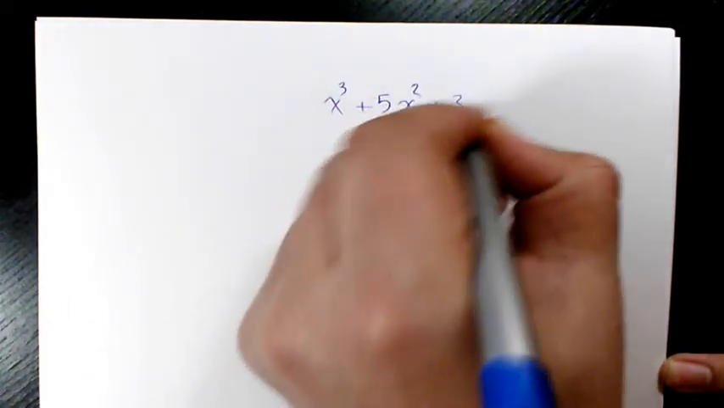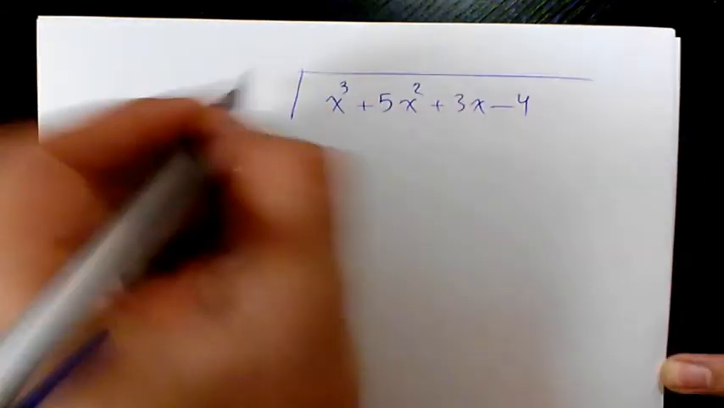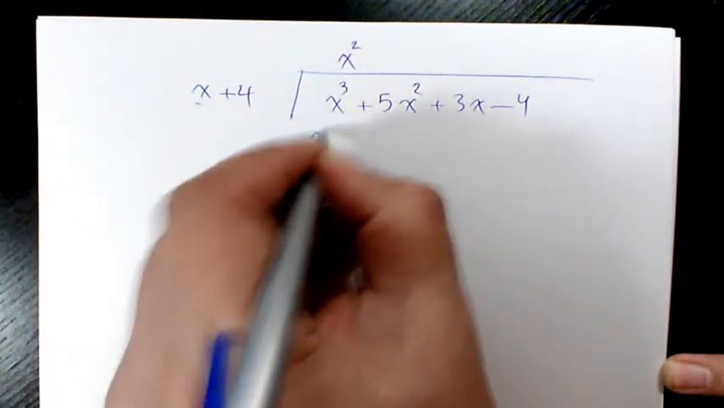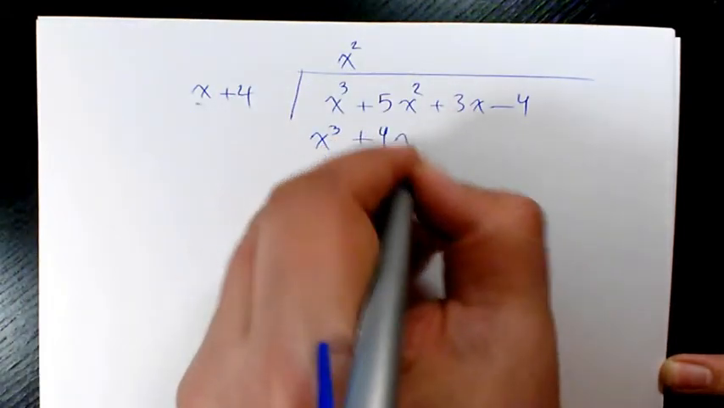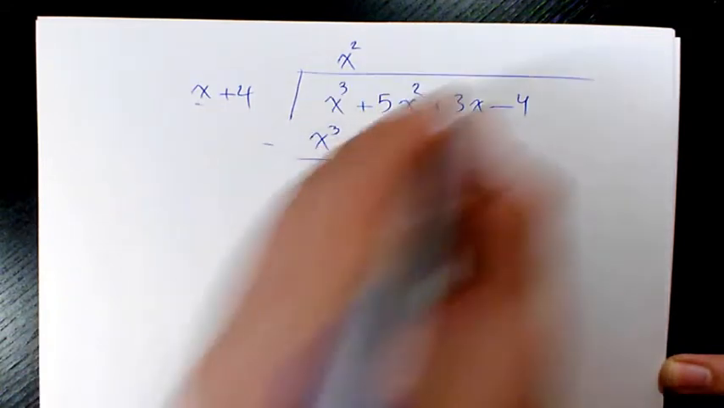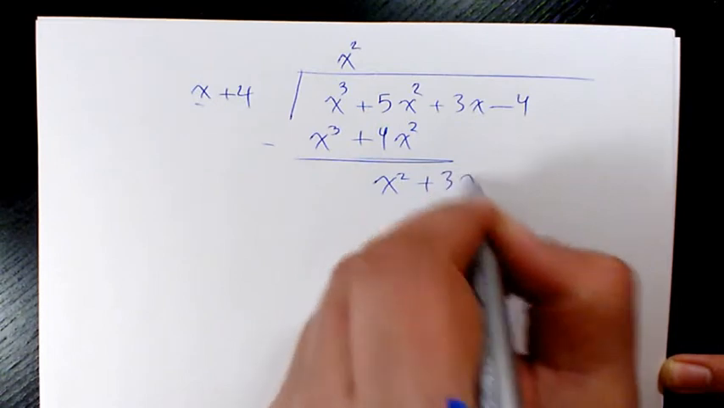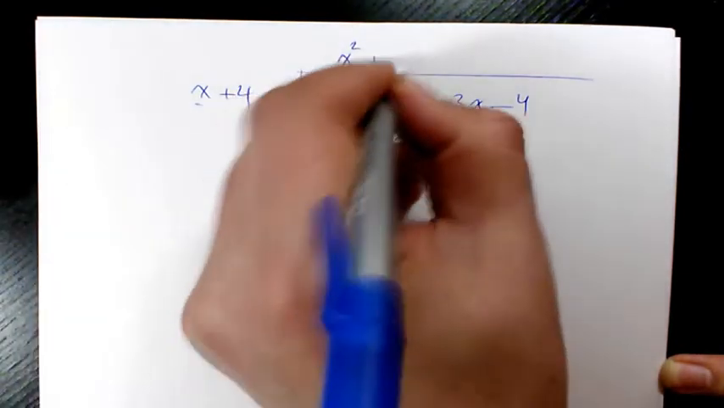Now let's divide. We divide the polynomial, which is x cubed plus 5x squared plus 3x minus 4, by x plus 4. x cubed divided by x is going to be x squared. x squared times 4 is going to be 4x squared. When you subtract it, these two cancel out. 5x squared minus 4x squared is going to be x squared. You bring the next number down, 3x.